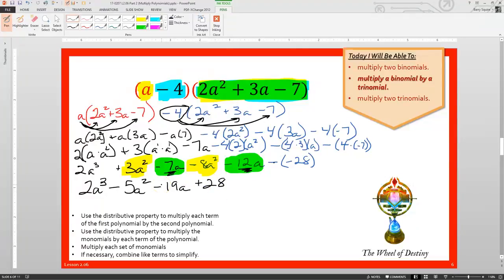Let's check to make sure we have this in simplest form. Checking our degrees here. I'll use orange this time. So our degree here is 3. We've got a degree of 2, degree of 1, degree of 0. So it looks like everything is written the way we want it to be. So we have found our product of a binomial times a trinomial.